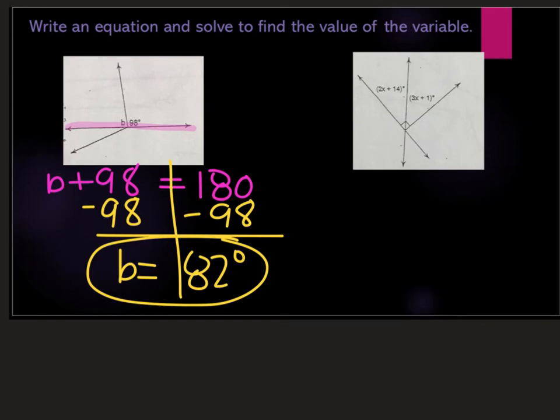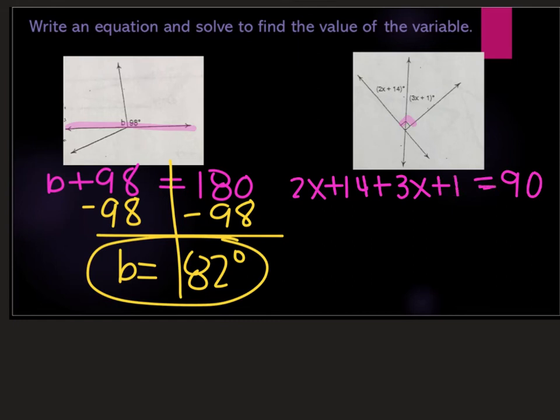And then looking at the second one, same idea, we have to figure out the relationship first. So notice they give us our little box in the corner. That lets us know that's going to add up to 90 degrees. Well, complementary angles add up to 90 degrees. So on the other side of our equal sign, we should have our 90. And we need to write our 2x plus 14 plus 3x plus 1 equal 90.